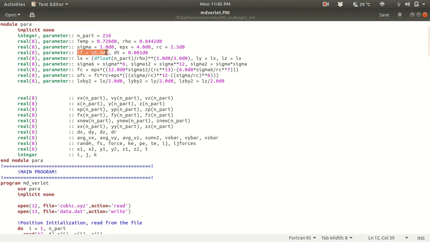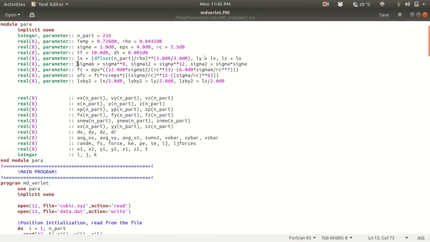Then tf is my final total time, how much time I will simulate, which I have taken to be 10.0, and dt, the time step, is 0.001d0. Lx is basically npart divided by rho, to the power 1/3. As you know, rho is the number density, and if you divide npart by rho and take the cube root, you will get Lx. As we are using a cubical box, Lx will be the same as Ly and Lz.